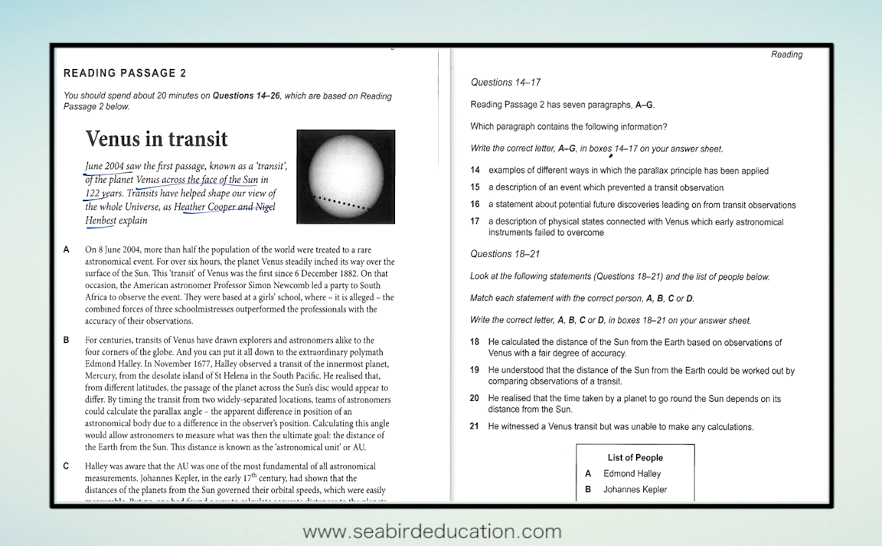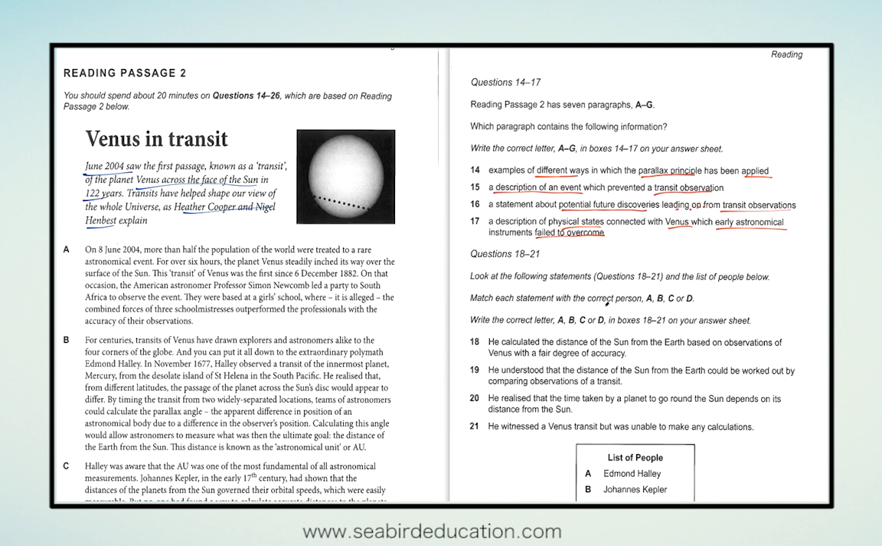Okay, now let's have a look at some of these questions. Which paragraph contains the information? Examples of different ways in which the parallax principle has been applied. Description of an event which prevented a transit observation. Statement of potential future discoveries, leading on from transit observations. Description of physical states connected with Venus, which the earliest instruments failed to overcome.